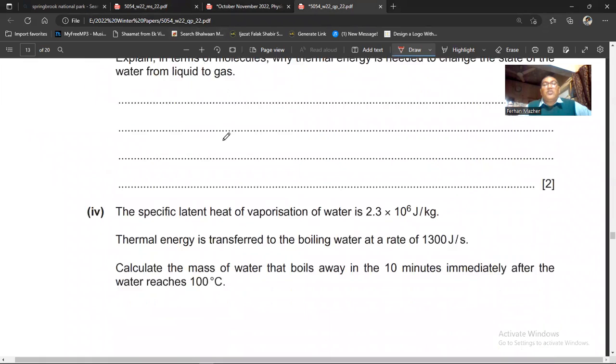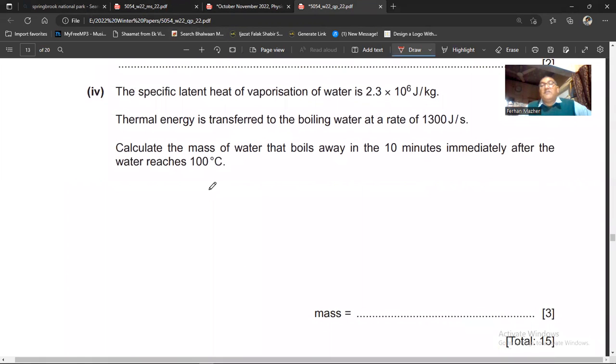Okay, so we are going to the next part. That is the fourth part. It says the specific latent heat of evaporation of water is 2.3 x 10^6 joules per kg. Thermal energy is transferred to the boiling water at a rate of 1300 joules per second. Calculate the mass of the water that boils away in 10 minutes immediately after the water reaches 100 degrees. So we know the time, we know the rate of the transfer of the heat. Just multiply these two, but the time should be converted into seconds.